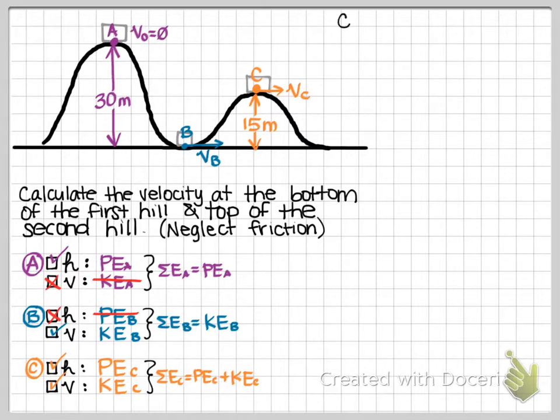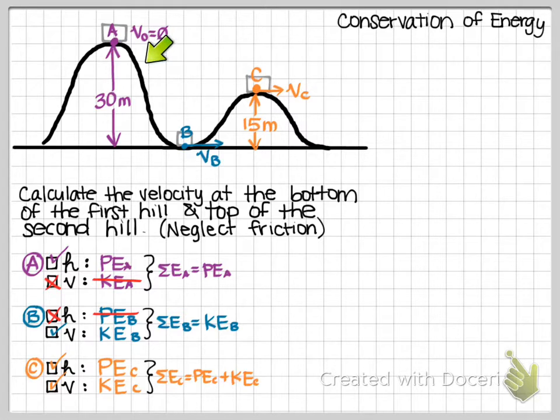points, we can go ahead and use the conservation of energy, and we can use that to calculate the velocity at the bottom of the first hill and at the top of the second hill. And we do that because conservation of energy tells me that the total energy at point A is equal to the total energy at point B and equal to the total energy at point C. And that's the same for everywhere in between.